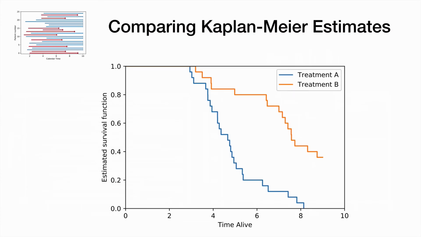And the real benefit here is that we can start to compare different Kaplan-Meier estimates. So if we have two different treatments, we can differentiate between the treatments by looking at the Kaplan-Meier estimates of their survival time in the different samples. And in this case, we will favor the treatment that gives you the highest survival function.